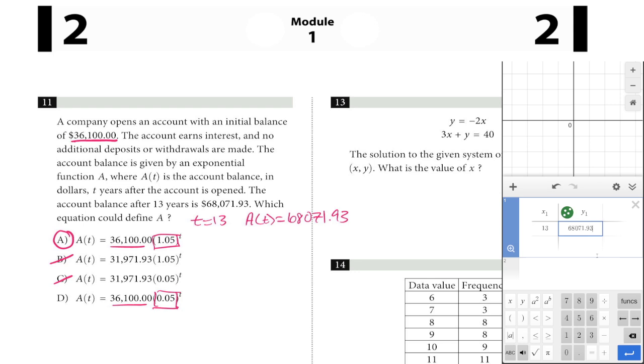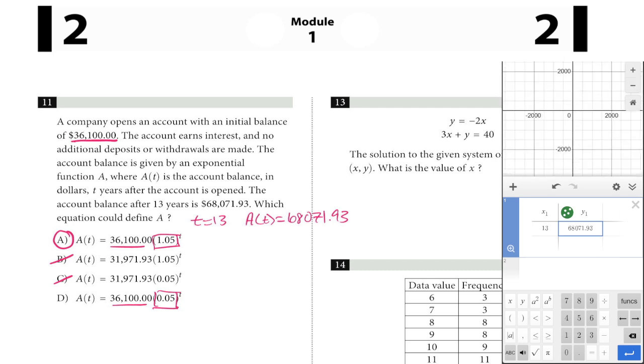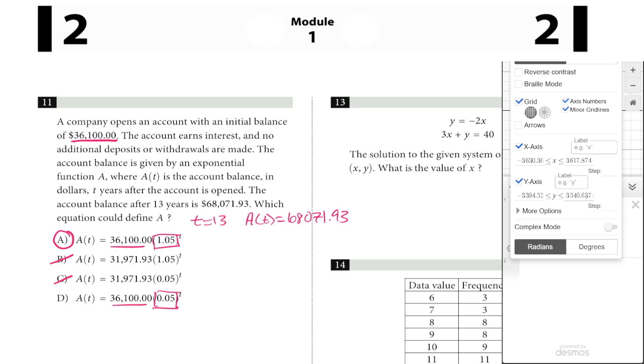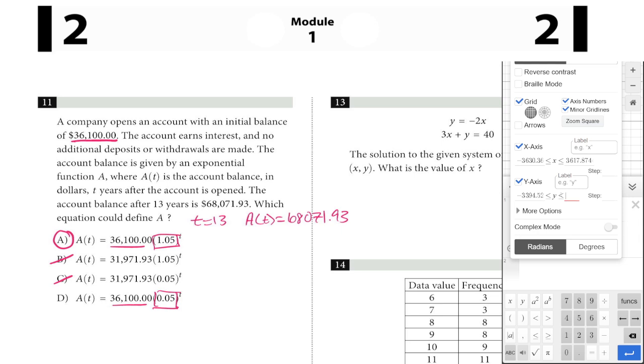That's a very big number. So in Desmos, we're going to have to go until we have a very big number. So we could just keep on zooming out, or we could even go to the window. And I'm even going to make the y-axis go all the way up to, we'll just do 68,075. And we'll put the lower part of that axis, so that way it's not a huge axis, at 68,070.